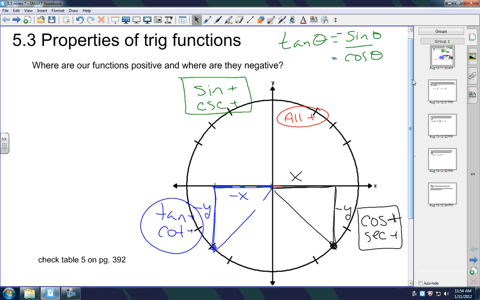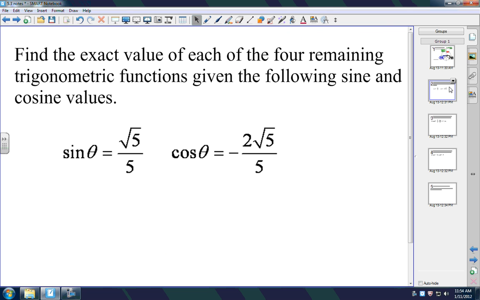Okay, so let's look at some examples. Find the exact value of each of the 4 remaining trig functions given the following sine and cosine values. Okay, so you don't see anything in here about a unit circle. It doesn't say that, so let's not make any assumptions about our hypotenuse or our radius. All we know is we got a sine, we got a cosine. If we have those two, we can find all the others. Okay, so they want the other 4.